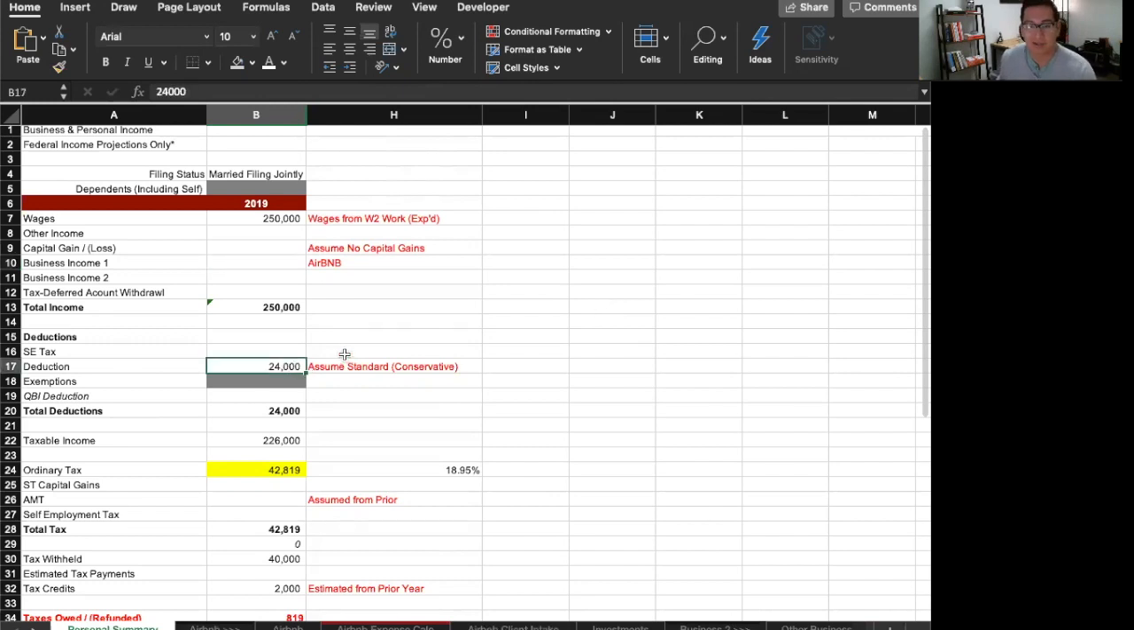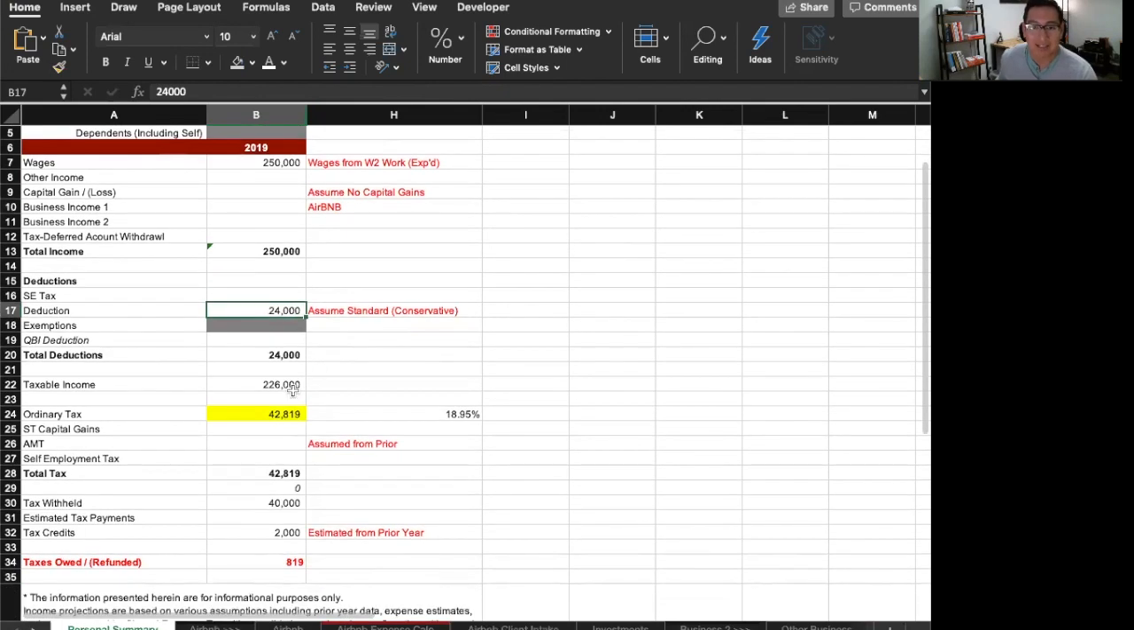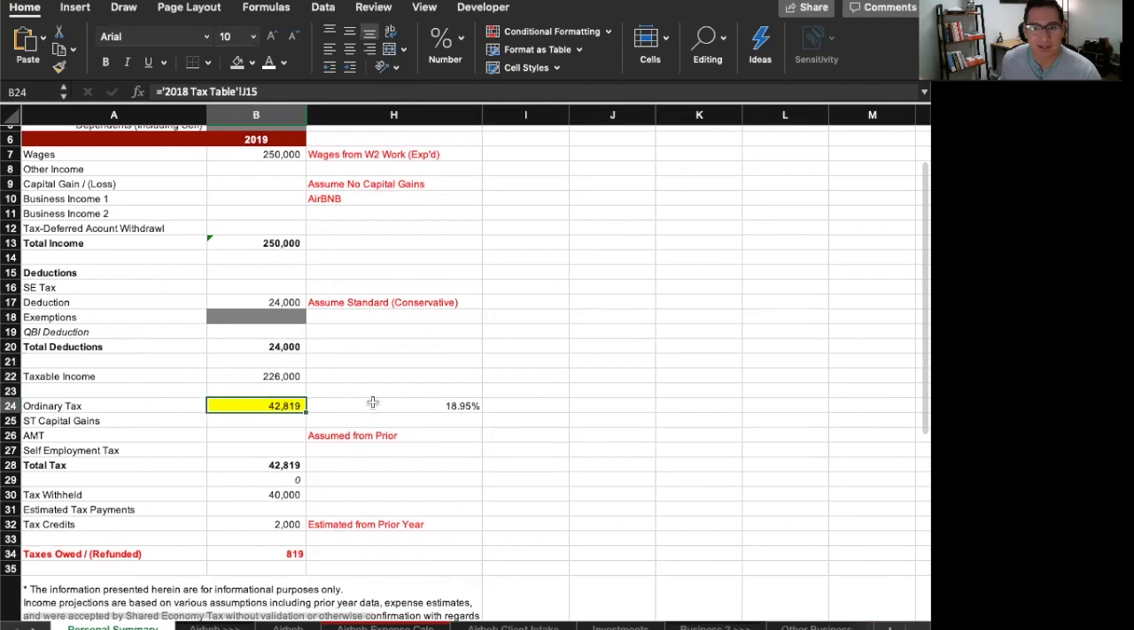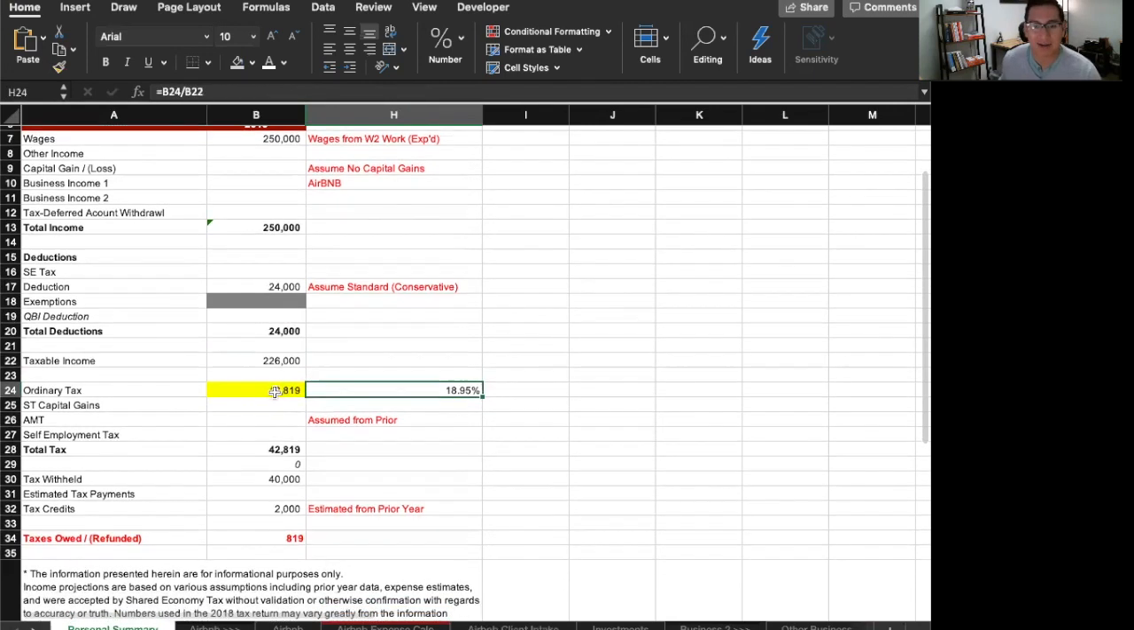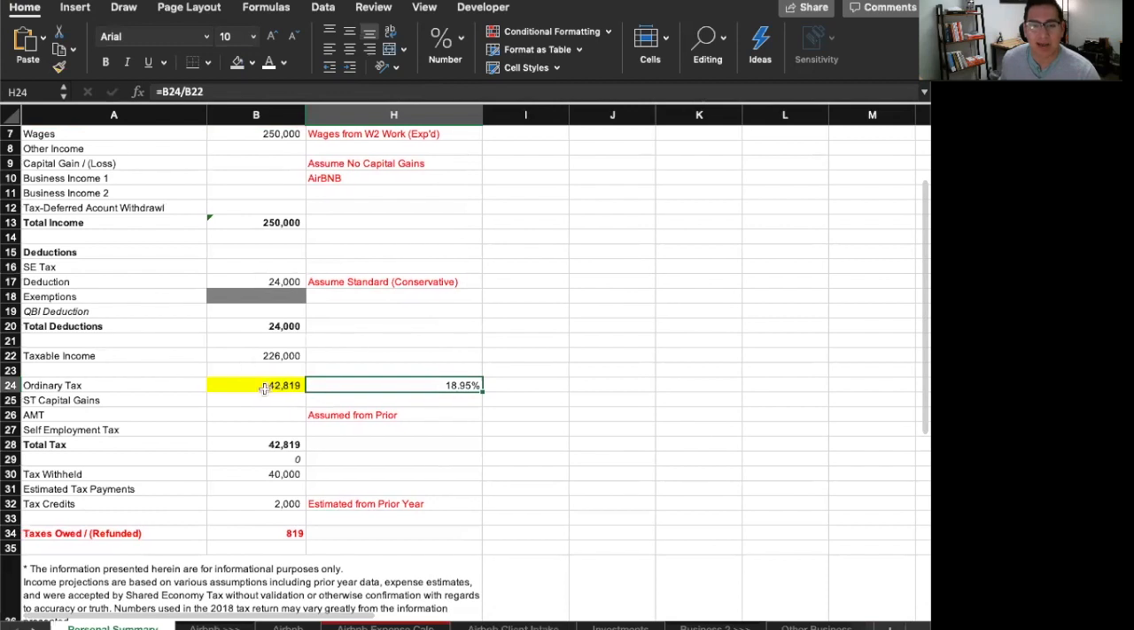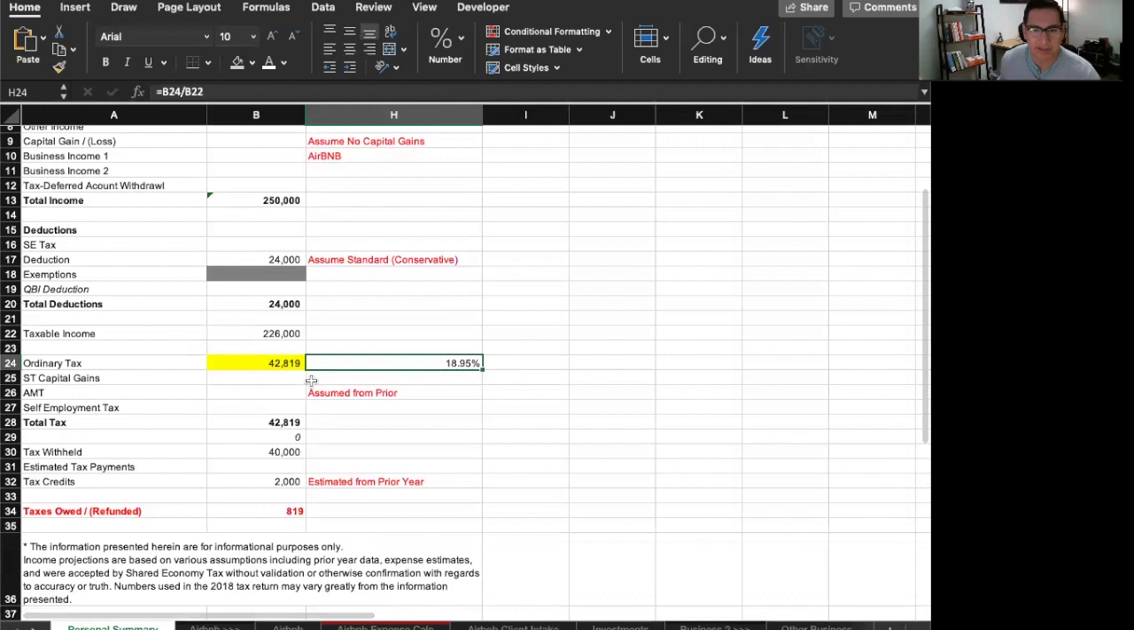So what you have here is someone with a W-2, and we're taking a standard deduction, just keeping it super simple. At the end of the day, someone's tax on 226 of income, no deductions, exemptions went away, is going to come out to 42,000, right? So that's the ordinary tax. It's about 19% as an average tax rate, probably much higher, probably a 24 marginal tax rate. That's going to be my guess.